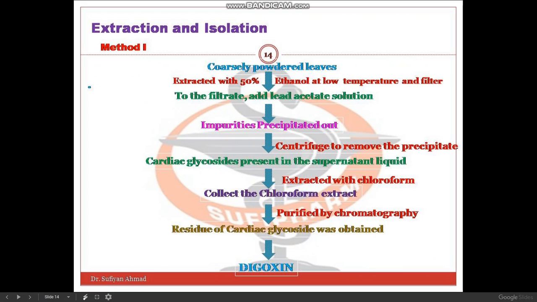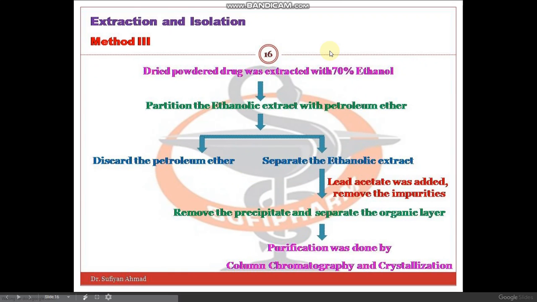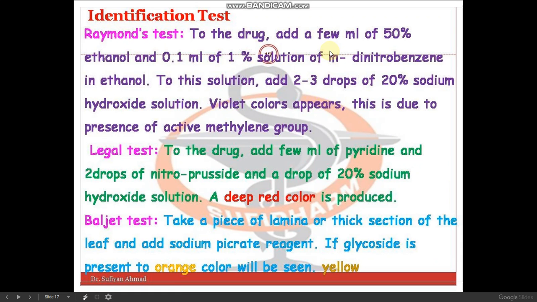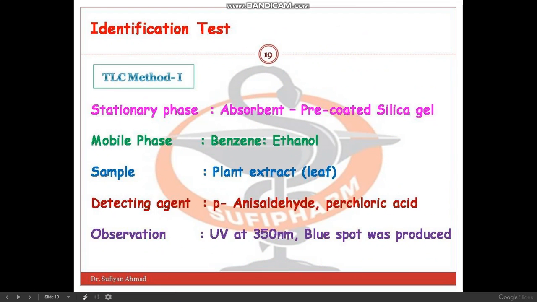Okay, so I think these two methods are sufficient. This is method number 1, in which we will use lead acetate solution to remove impurities, and over here we are using pet ether, first step, and second is the carbon tetrachloride. Again, this is very simple. 2-step method is there. Okay, so for its identification, there are different chemical tests like Legal test or Baljet test. Then identification by Keller-Kiliani test. So I hope you remember about these tests.